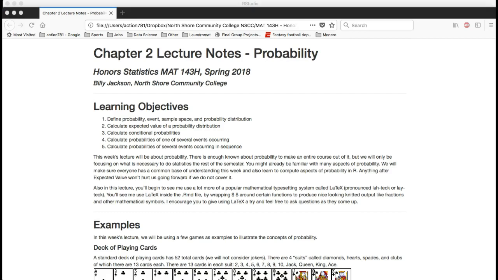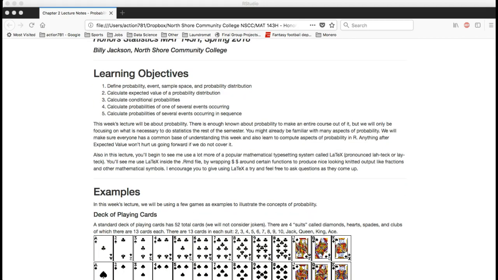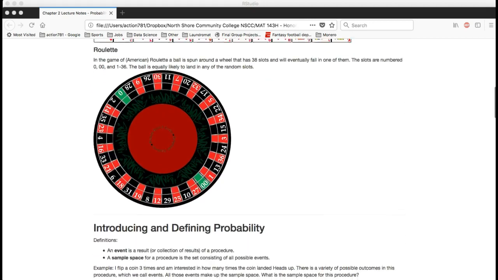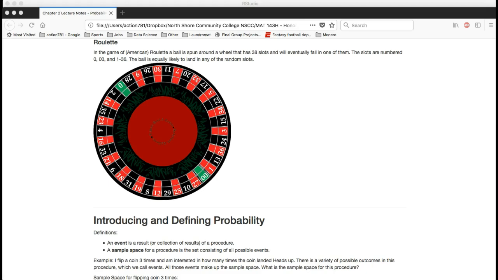So you can read this next chapter below, and also you'll see me in the R Markdown file. You'll see me use a lot of a popular math typesetting system called LaTeX, which is used by wrapping dollar signs around certain functions, which produce nice looking knitted output, which you'll see throughout the document. So in this lecture, you'll see us use a couple examples to illustrate some probability concepts. One is a standard deck of playing cards, which you can familiarize yourself below. And the other is the game of American Roulette, which you can familiarize yourself with the reading and picture below.